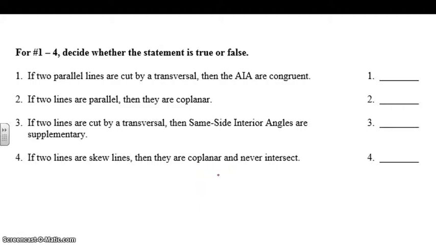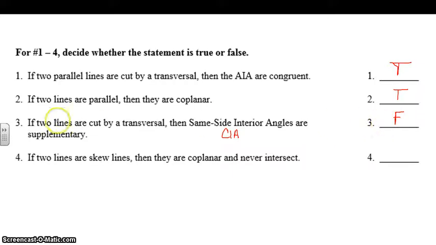So first, telling if these are true or false. If two parallel lines are cut by a transversal, then the alternate interior angles are congruent. That should be true. That is the alternate interior angles theorem. Number two, if two lines are parallel, then they are coplanar. That is also true because the definition of parallel lines says lines that are coplanar and don't intersect. So that is true. Number three, if two lines are cut by a transversal, then same side interior angles, or SSIAs, are supplementary. This is false.